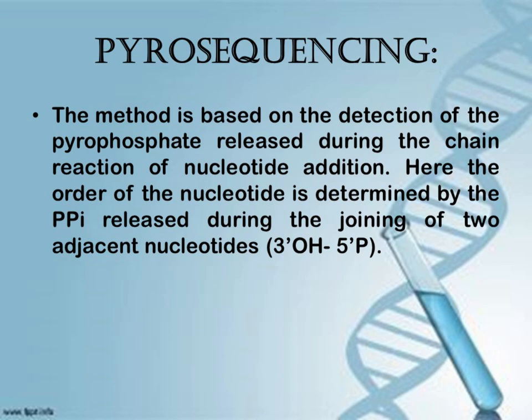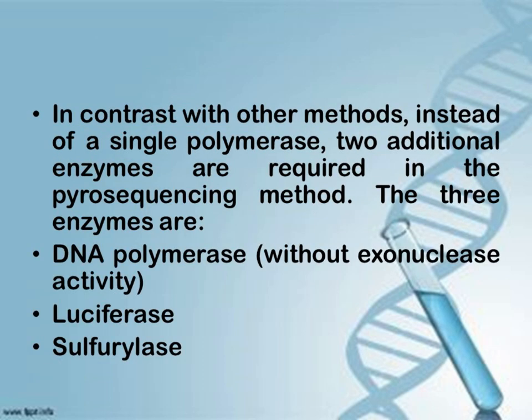Here, the order of the nucleotide is determined by the PPi, that is pyrophosphate, released during the joining of 2 adjacent nucleotides, that is 3-hydroxyl group, 5-phosphate group. In contrast with other methods, instead of a single polymerase, 2 additional enzymes are required in the pyrosequencing method. The 3 enzymes are DNA polymerase without exonuclease activity, luciferase, and sulfurylase.